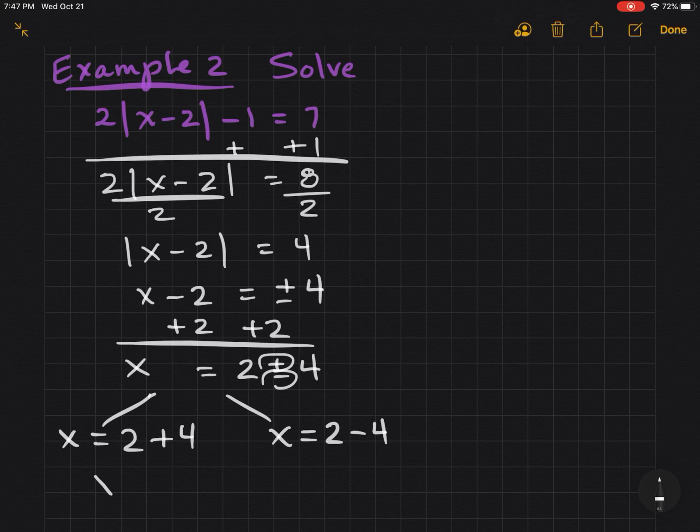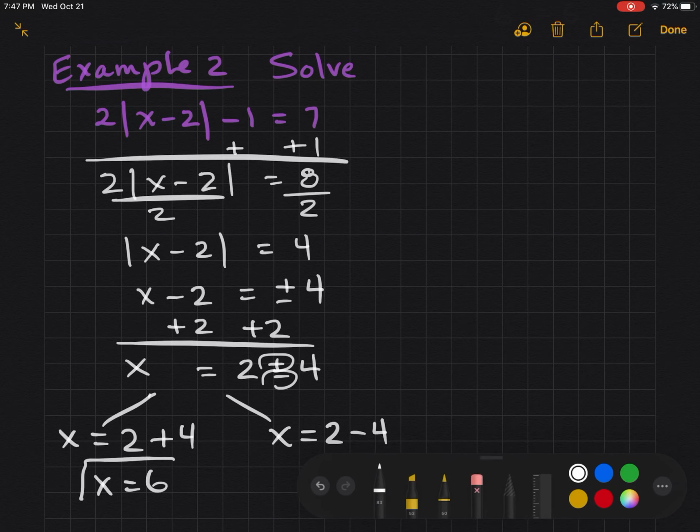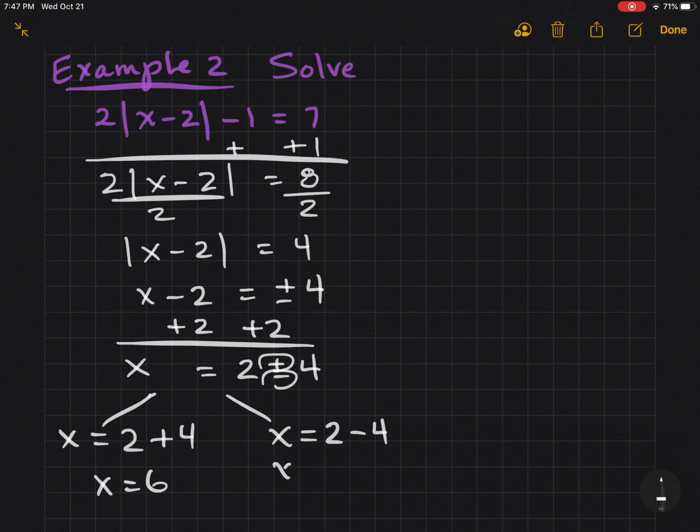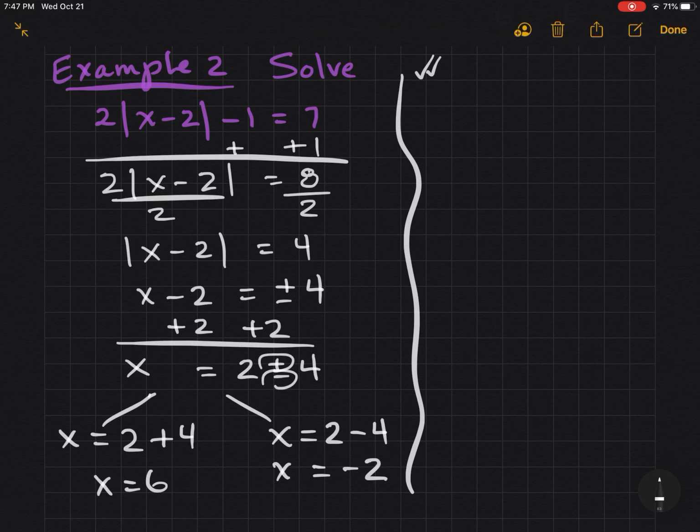So here I get x equals 6. You always have to simplify. Ooh, and I should not put a box around that because I have not checked it. And x equals negative 2. So now you always have to double check into the original equation. So I'm going to check x equals 6 into the original. So I'm going to plug 6 in where the x was.